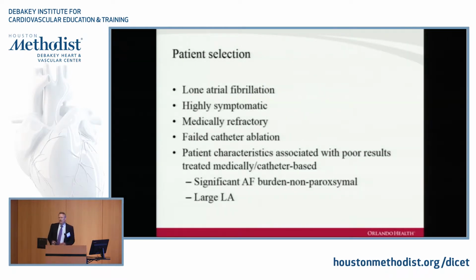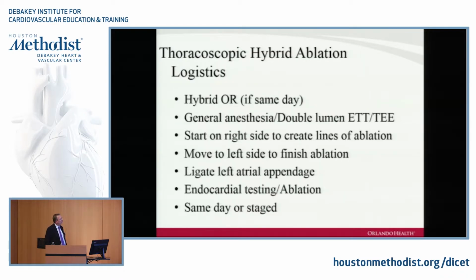So who would we consider using this procedure for? Well, obviously we're talking about patients with atrial fibrillation that are highly symptomatic and have failed medical therapy. They have failed catheter ablation as well. It's particularly important that we look for patients who have poor results with other means of therapy, particularly those with significant AF burden. As I mentioned, those with persistent or long-standing persistent atrial fibrillation, and those with a large left atrium in whom the disorganization of their macro-entrant circuits is such that they cannot be managed in any other way.